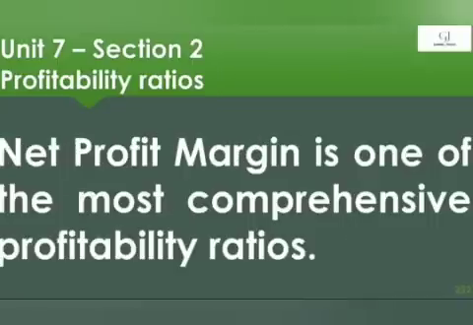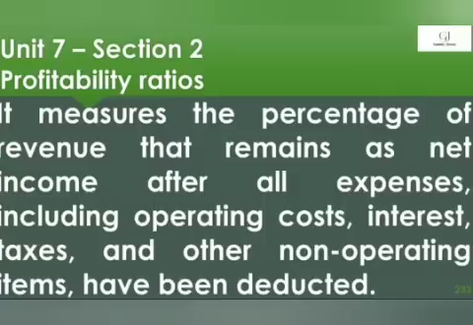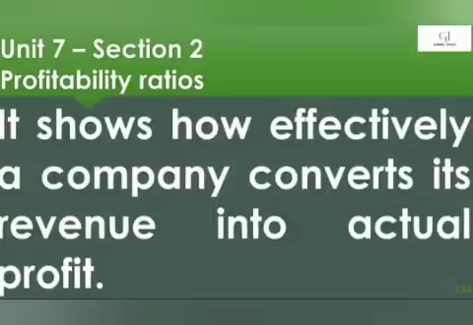So look at this definition. Net profit margin is one of the most comprehensive profitability ratios. So EBITDA, operating profit margin, has confused you, but this is more comprehensive, and I agree with the study text. It measures the percentage of revenue that remains as net income after all expenses, including operating costs, interest, taxes, and non-operating items like depreciation have been deducted. It shows how effectively a company converts its revenue into actual profit.